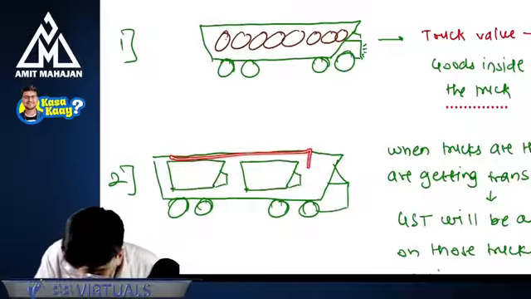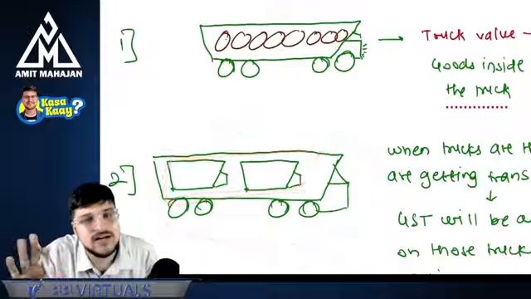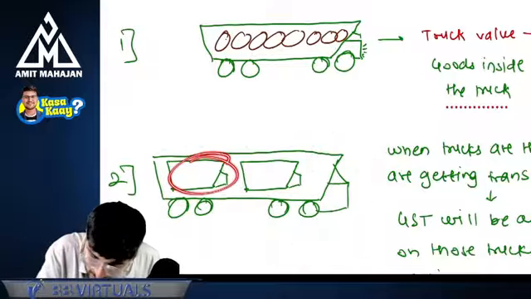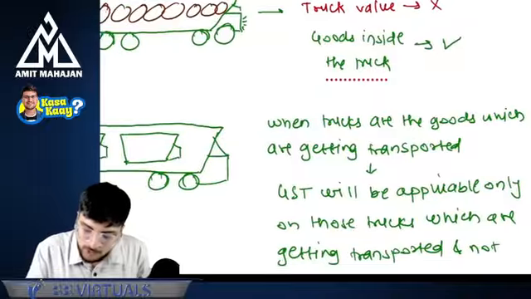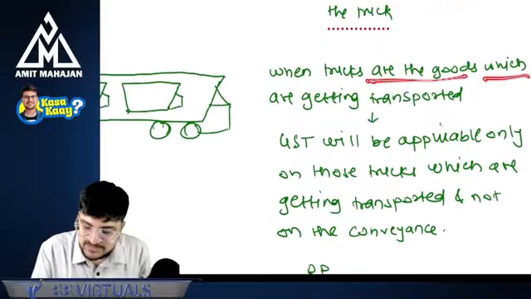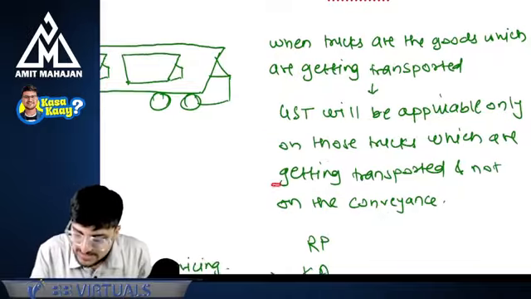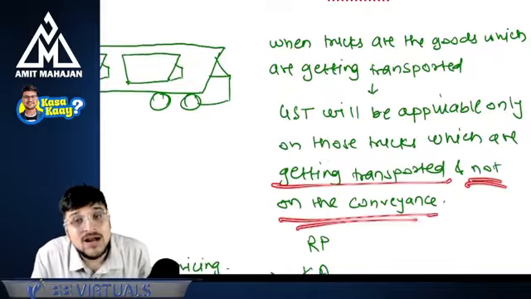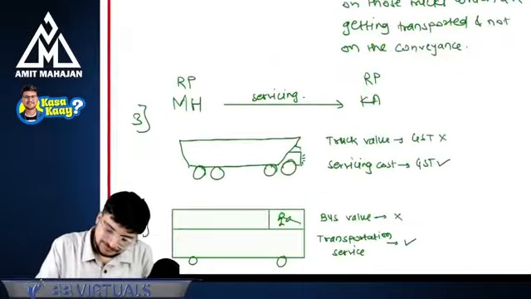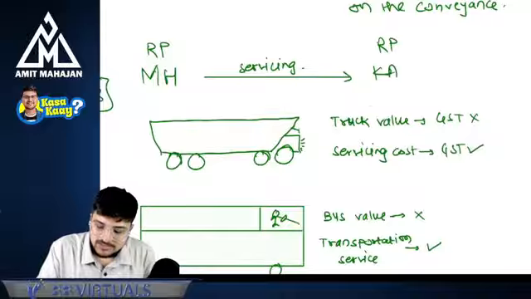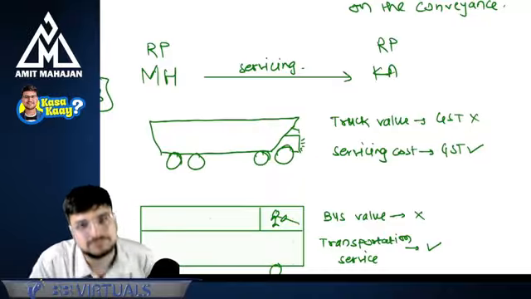Now, can I say these trucks are the goods? And the outer truck, which is a big truck, is not considered as goods. But the trucks which are loaded will be considered as goods. On these trucks, there will be some GST. So when the trucks are the goods which are getting transported, GST will be applicable only on those trucks which are getting transported and not on the conveyance. On the conveyance, there will not be any GST. I told you in case of servicing, there will not be any GST on the truck value, but there will be some GST on the servicing cost.